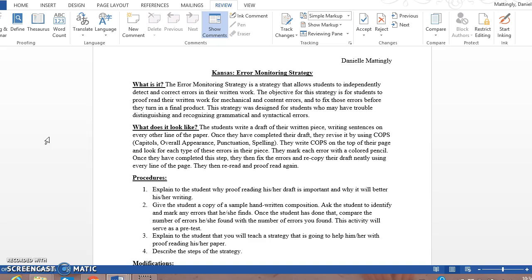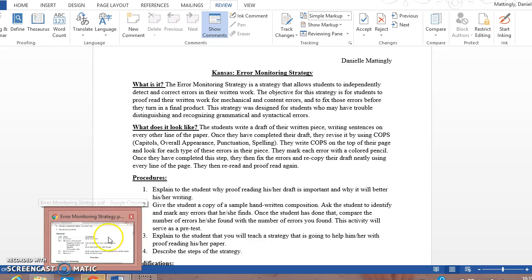So once they have completed their draft, they revise it by using COPS, which stands for capitals, overall appearance, punctuation, and spelling. So what they do is they write COPS on the top of their page and they look for each type of these errors within their piece. And then they will mark each error with a colored pencil. Once they have completed this step, they then fix the errors and recopy their draft neatly, and this time they recopy it using every line of the page. And then they reread and they proofread again. We're all familiar with the final draft process.